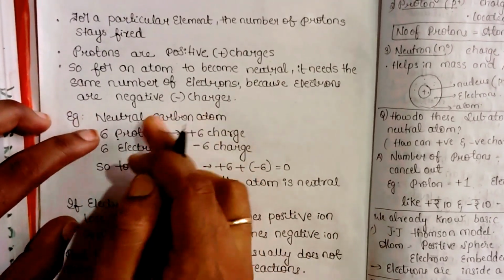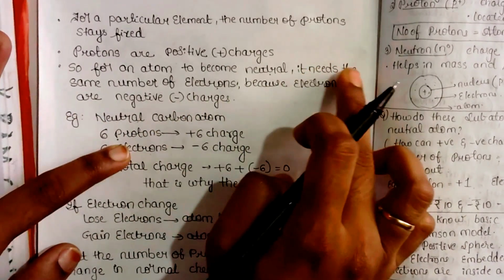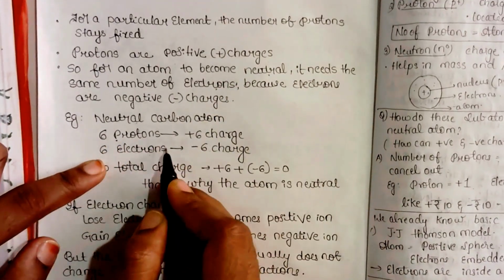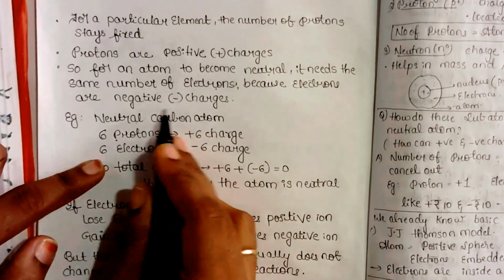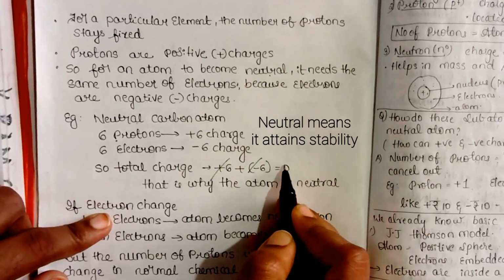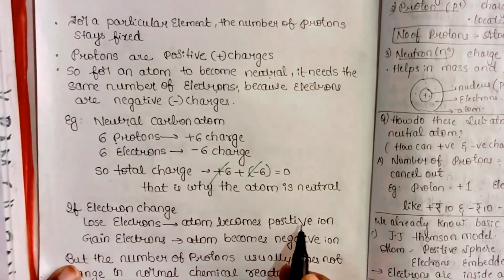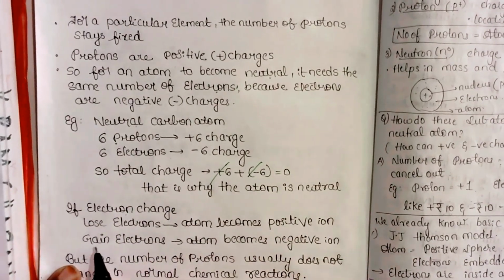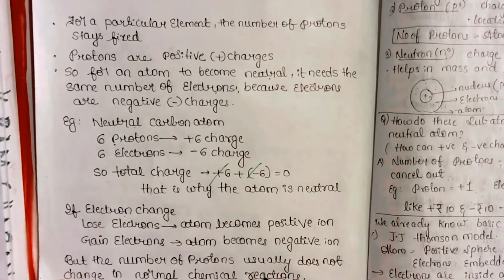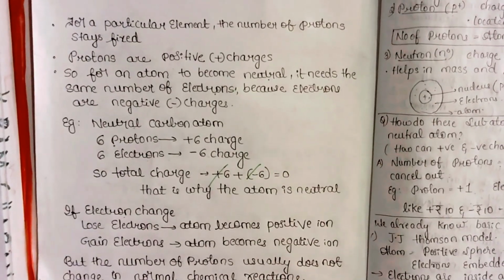See, protons will always be fixed. In carbon protons are 6. In order to make it neutral, it needs the same number of electrons. See, now 6 electrons come to adjust the neutral position of the carbon. So 6 electrons means -6 charge. These both cancel and the atom becomes neutral. Suppose the atom loses its electrons, then it becomes a positive ion, that means cation. If it gains electrons, then the atom becomes a negative ion, that is anion. But the number of protons usually does not change in normal chemical reactions. The number of protons will be constant.